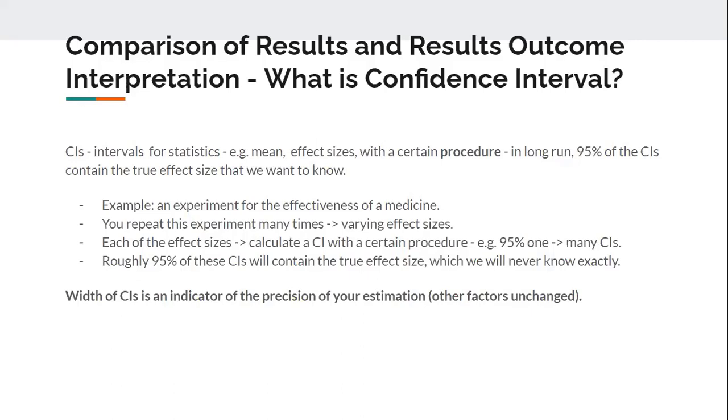We will never know exactly what the effect size is. So the key point is that the width of the CIs is an indicator of the precision of your estimation, assuming other factors are unchanged. Narrower CIs mean that the effect size estimation is more precise, and wider CIs mean that the effect size estimation is less precise.